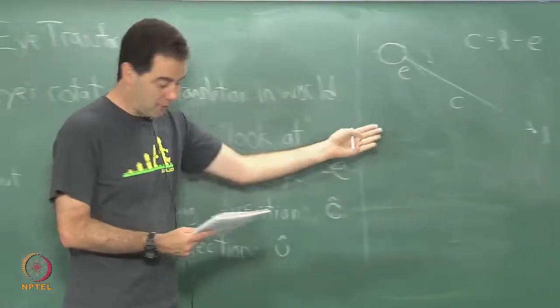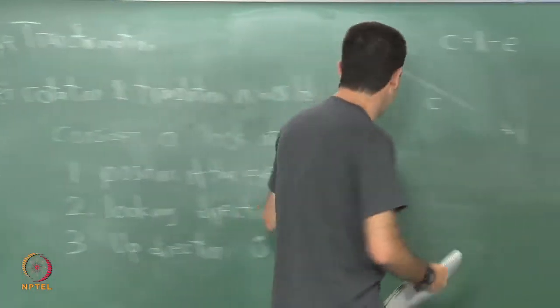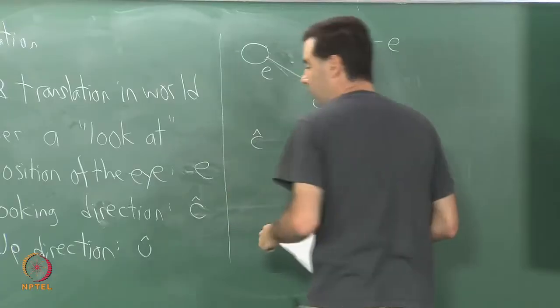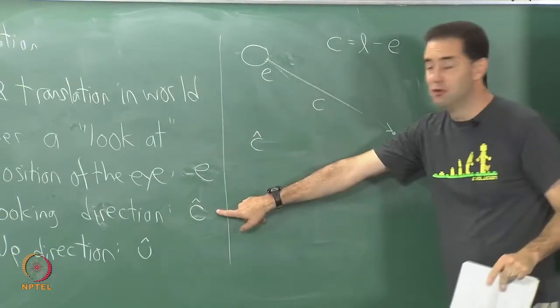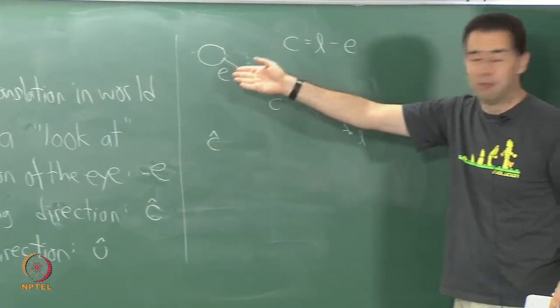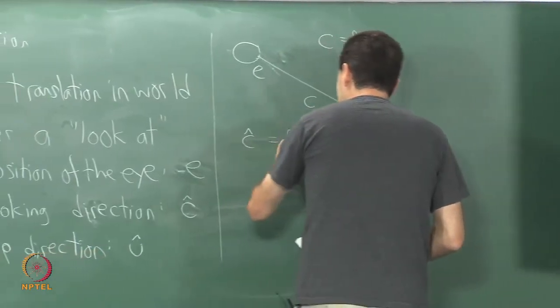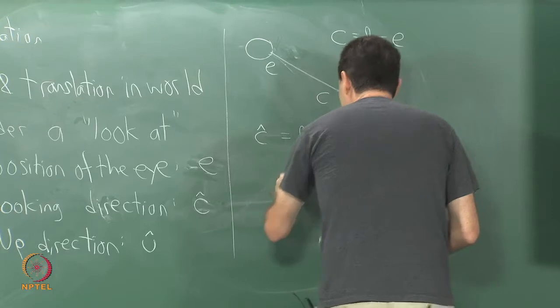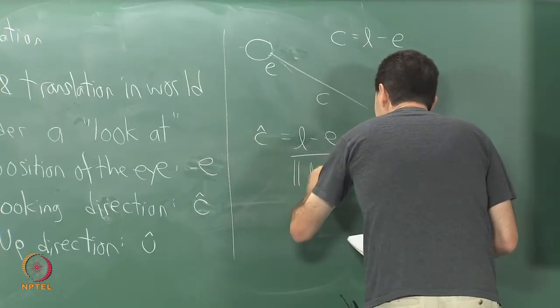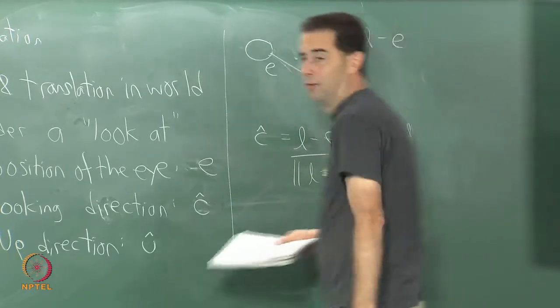Right, so that gives me that vector. And then my C hat, which is the looking direction here, number 2, and I've given you number 1 by just simple specification. Number 2, I just normalize that vector. So L minus E divided by the length of that vector, L minus E. Correct?